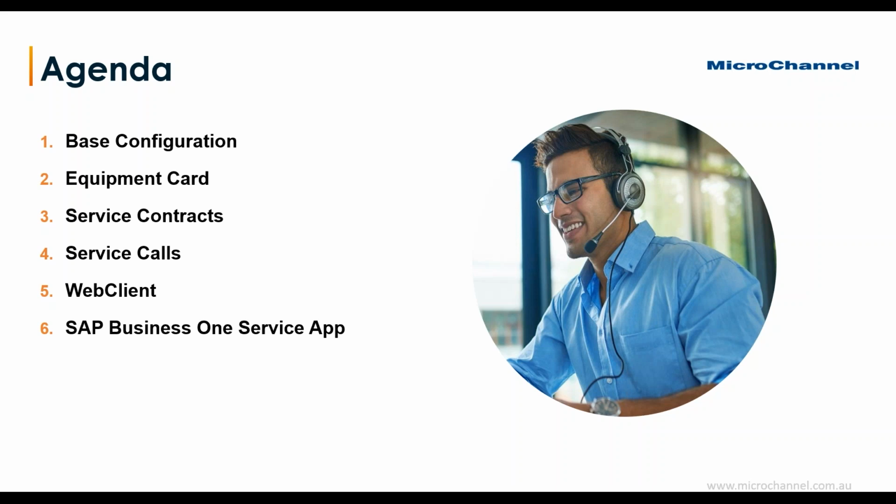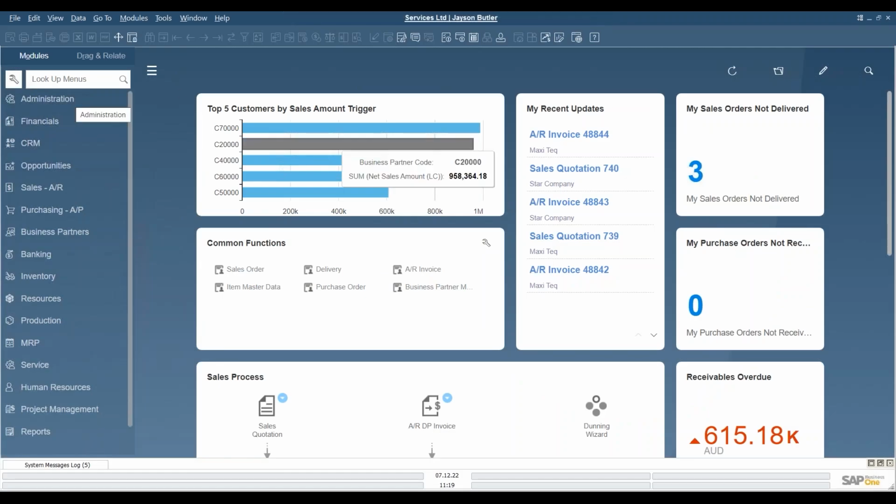So let's get into the system. We'll start with the Business One interface, and look at some of the setup. The first thing is the concept of the customer equipment card. Every time you want to track a piece of equipment that you're providing service for, you need to create an equipment card for it. Then there's a history against it, and you can track all the activities that have happened on it.